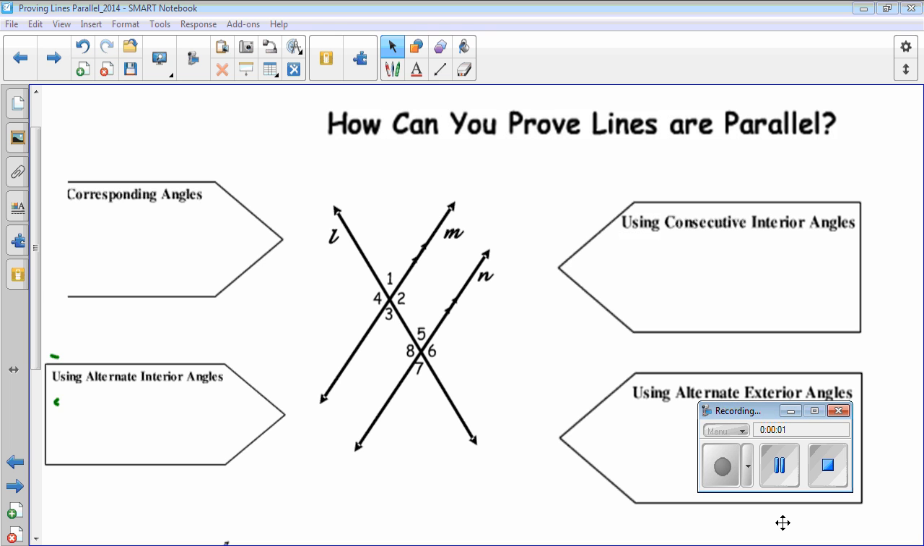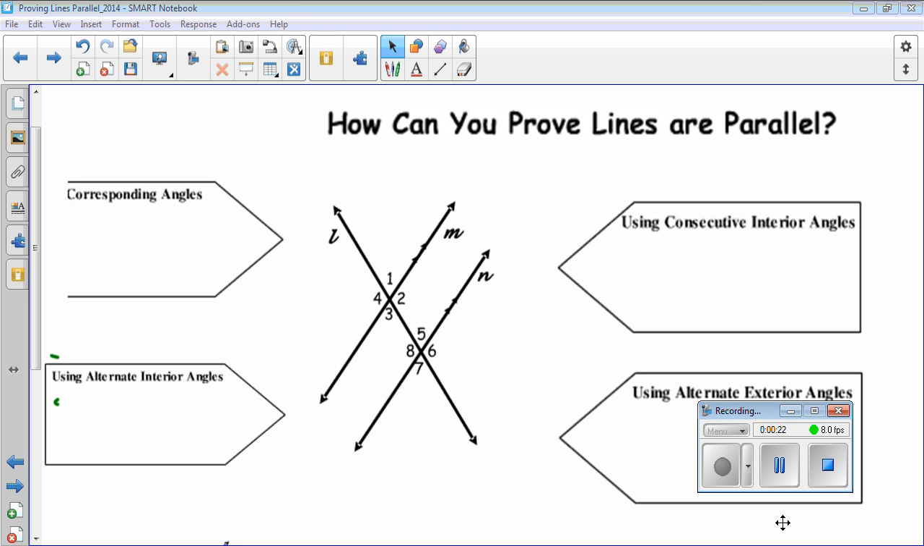So up until this point in our parallel line unit, we've always been told that the lines are parallel, right? We've been saying, here's a pair of parallel lines. What's true about the measures of the angles? That's what your quiz was on. We were told the lines were parallel. Then I gave you some angles and said, okay, these are corresponding, now what? Okay, the angles are congruent, that kind of thing.